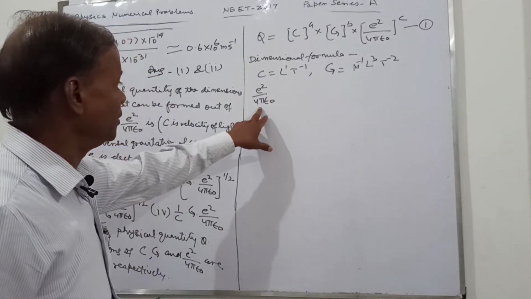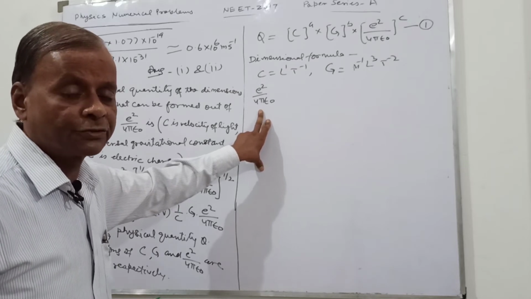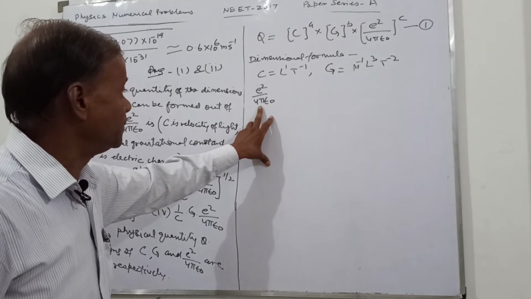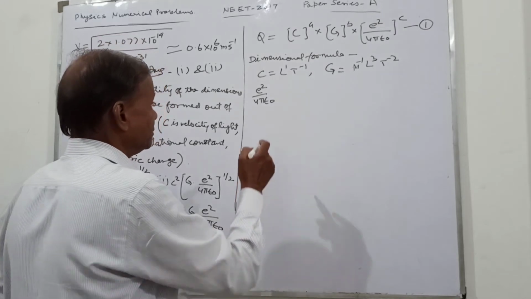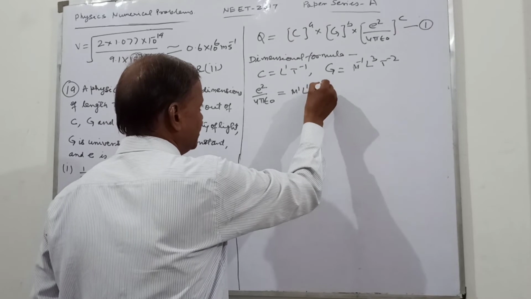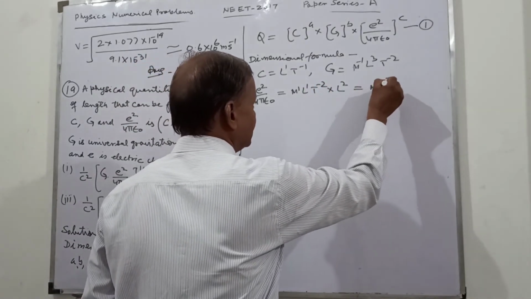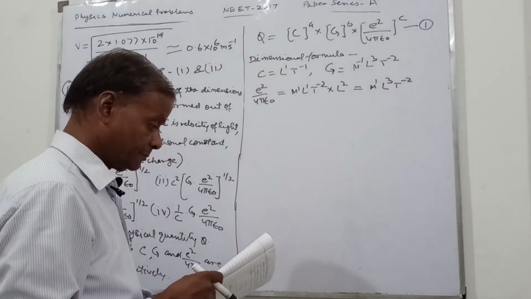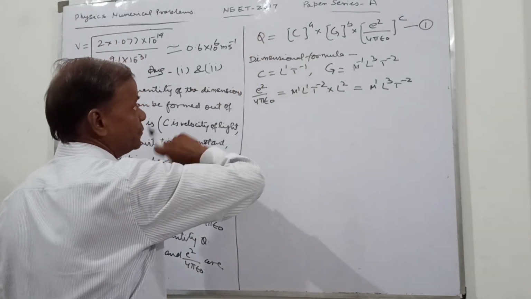This is the formula from Coulomb's law: F equals k Q1 Q2 upon R square, with k equal to 1 upon 4 pi epsilon naught, into e square. So e square upon 4 pi epsilon naught is F into R square. So this is M1 L1 T minus 2 into L square. So this is M1 L3 T minus 2. This is the dimensions of this one. So now you put all these in. This is the dimensions of length.